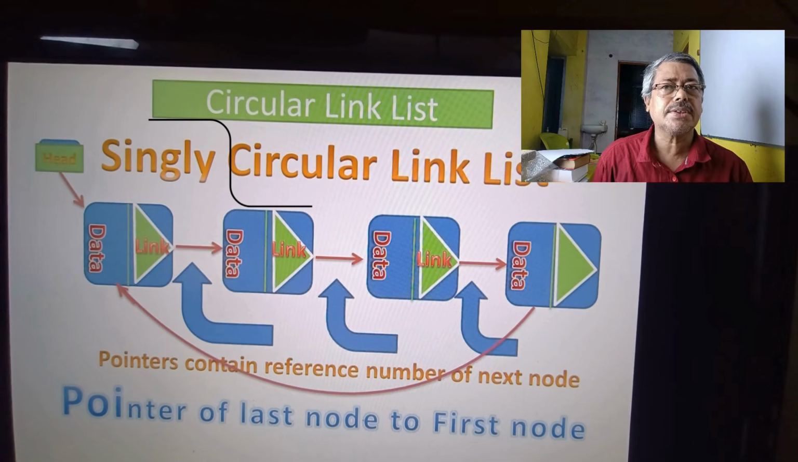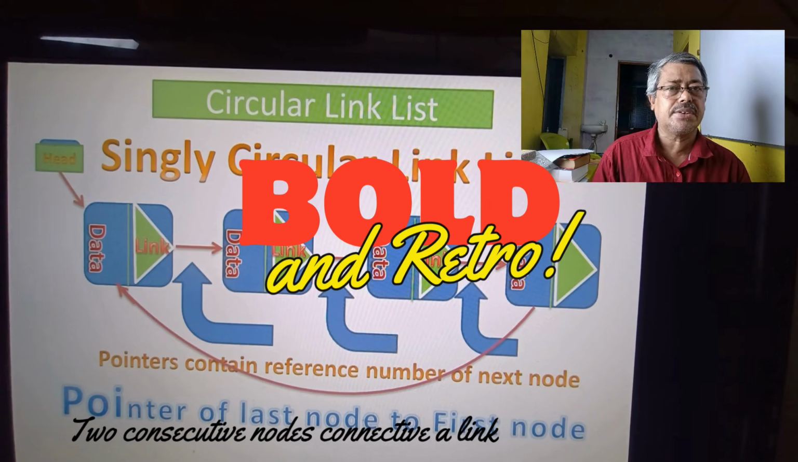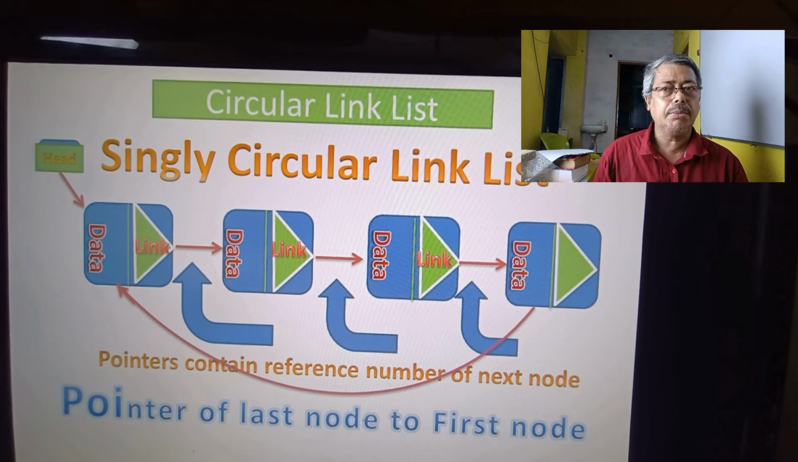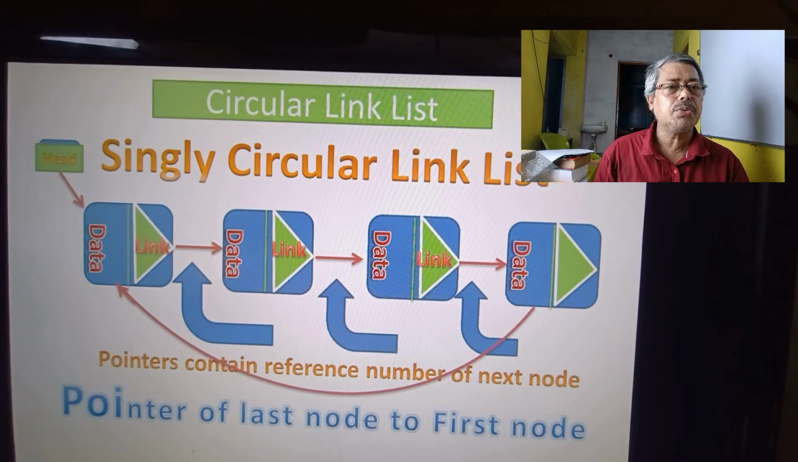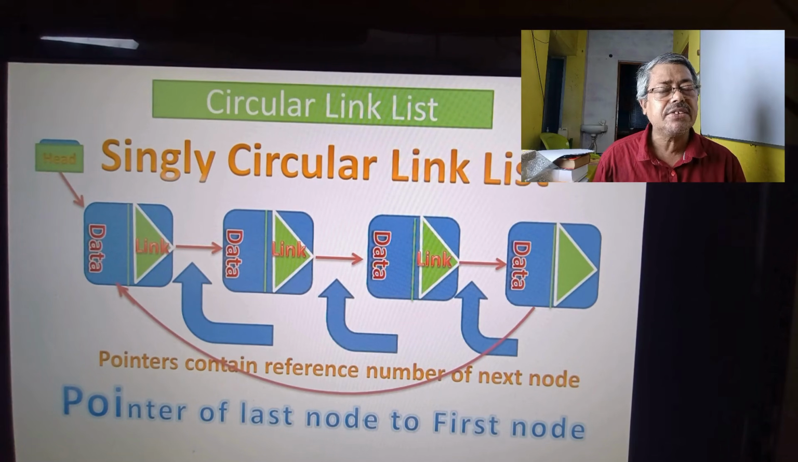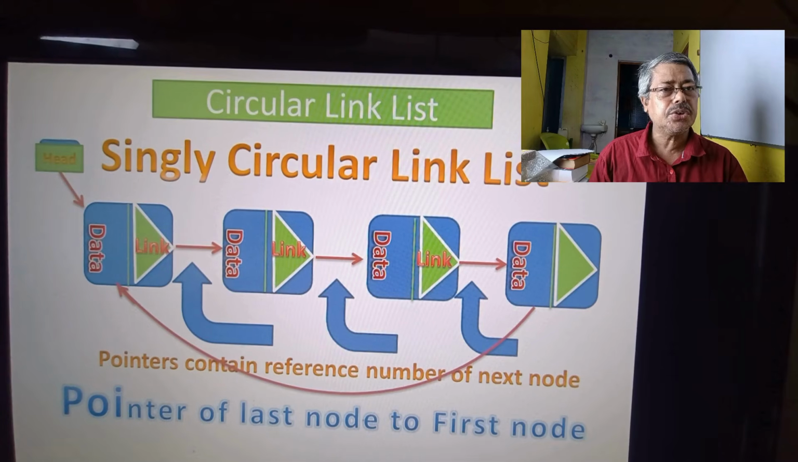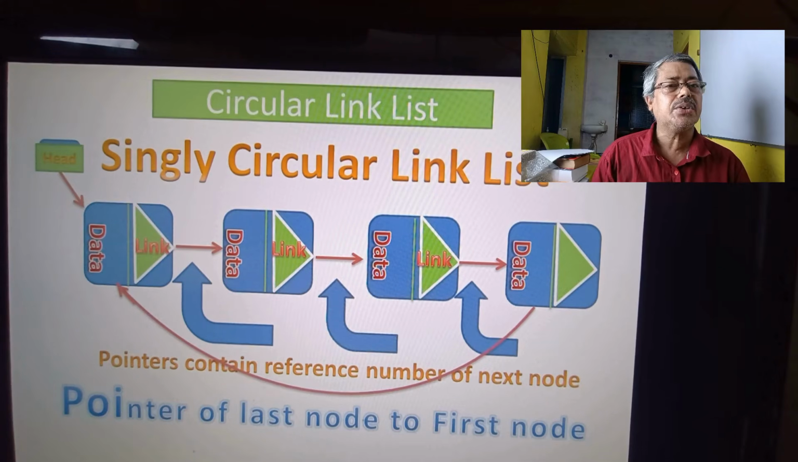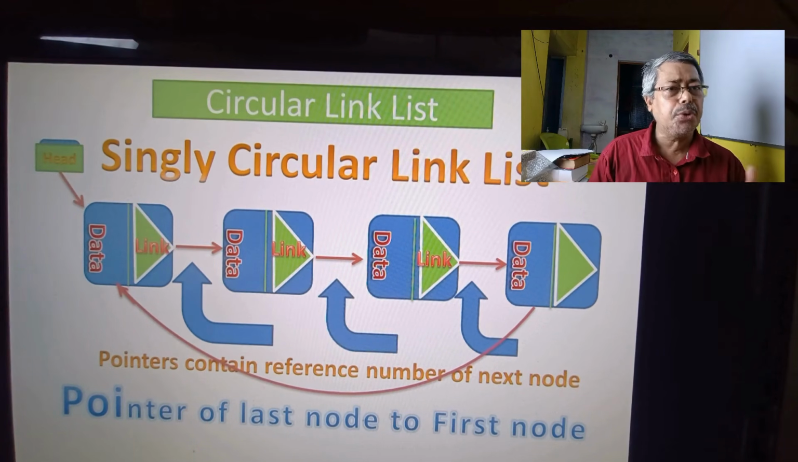Today I want to discuss the singly circular linked list. Circular linked list means that two consecutive nodes are linked forward from one node to another node, and a node contains the reference number of the next node. The first node contains the reference number of the second node, the second has the reference number of the third node, and the third has the reference number of the fourth node.